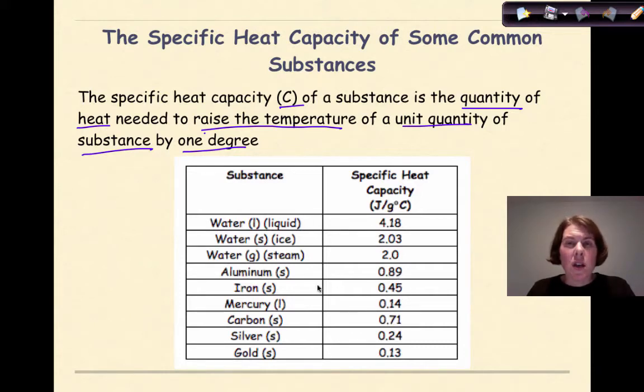What you're going to see in this particular table is that water in its 3 different phases of liquid, solid, and steam has very high specific heat capacities compared to these other substances down here, where if we look at our list, we have aluminum, iron, mercury, carbon, silver, gold. The majority of them are metals, with the exception of carbon, and they are going to have much lower heat capacities compared to our molecular substance of water.